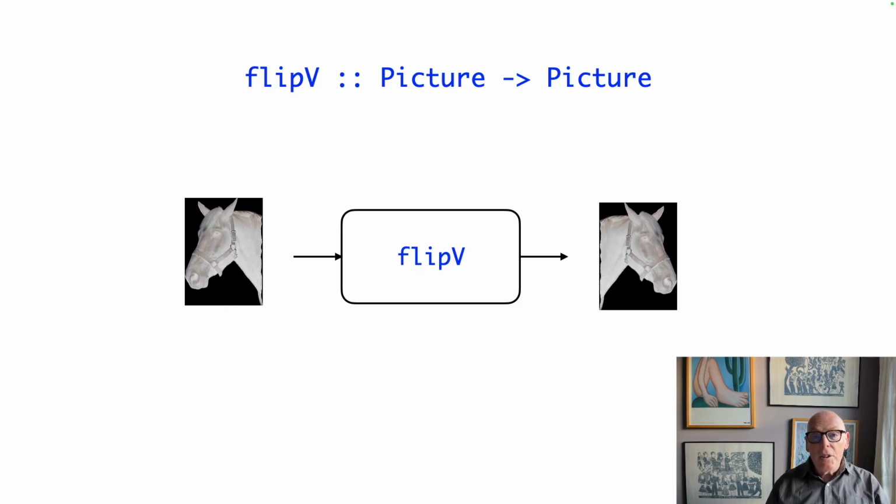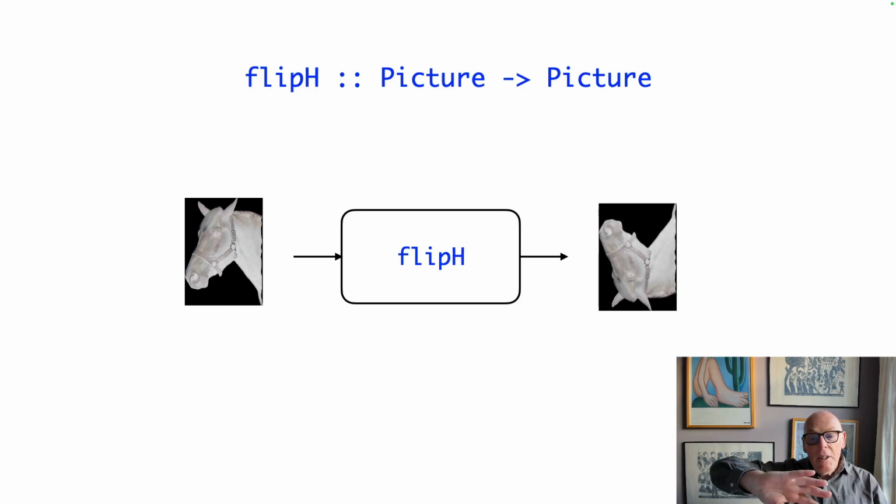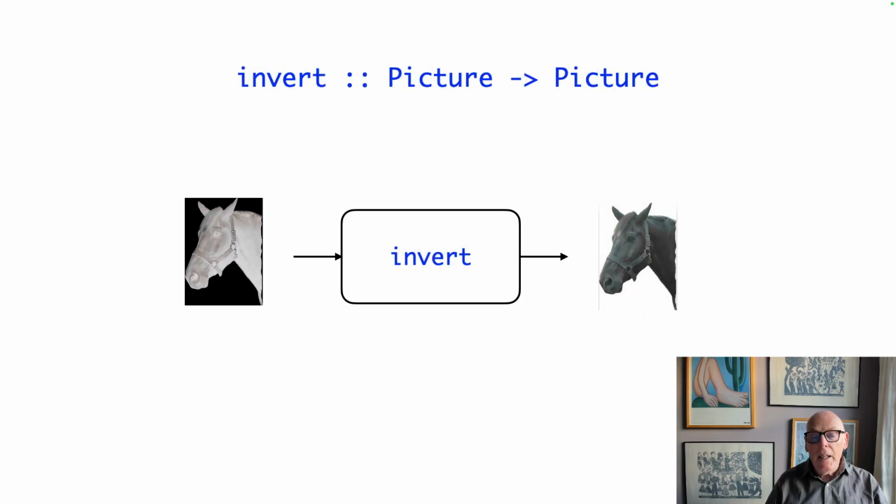What we can do with pictures is make a number of transformations of basic pictures. So for example, here we've got a function flipv that flips a picture in a vertical axis. So it flips it in that axis. We've got another function fliph that flips it in a horizontal axis. And here you see a function that inverts black and white. It takes the negative of a picture. So those are three operations to take one picture into another.